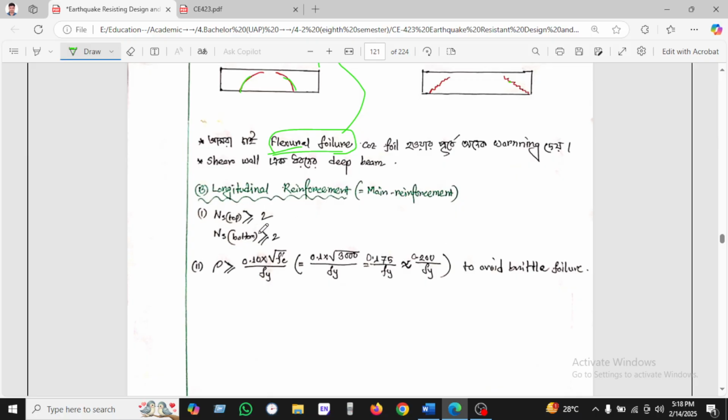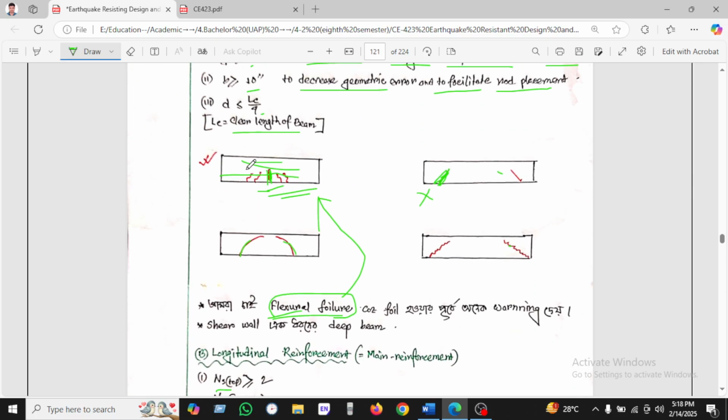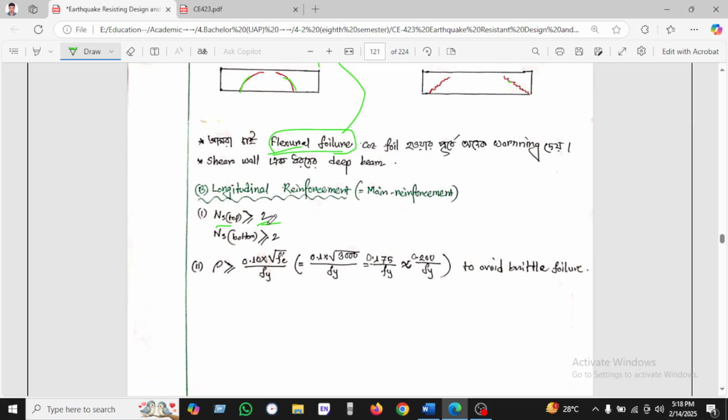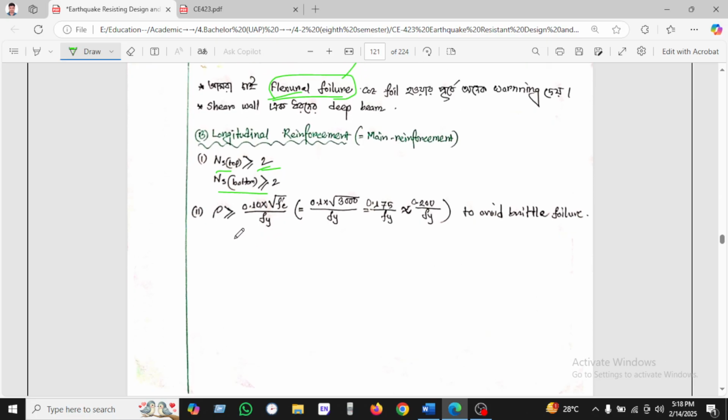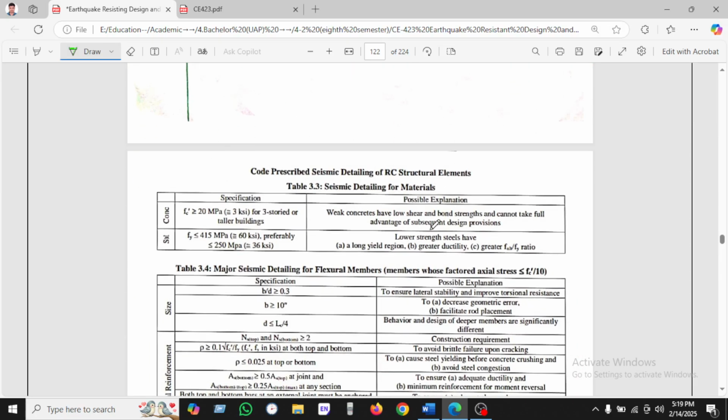Longitudinal reinforcement at the top and bottom: we have to provide at the top greater than 2 bars and at the bottom also greater than 2 bars. So rho will be 10 root f'c over fy. If you calculate it, if we use f'c 3 ksi and fy equal to, then we can see here 0.107, which is 0.200 over fy, to suppress brittle failure.